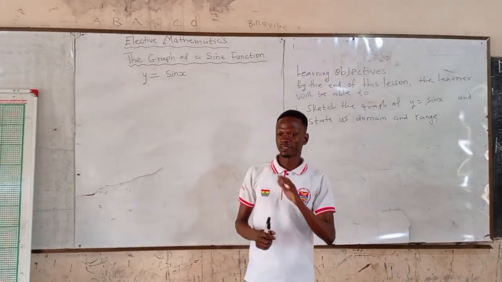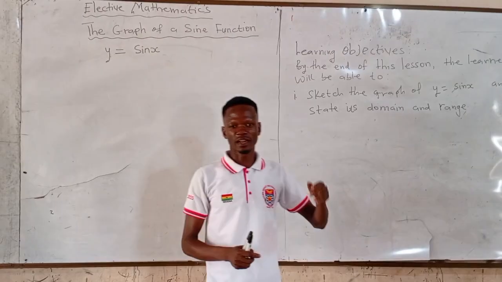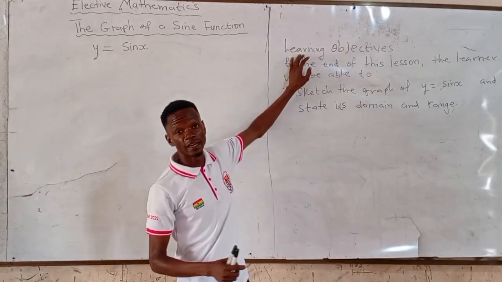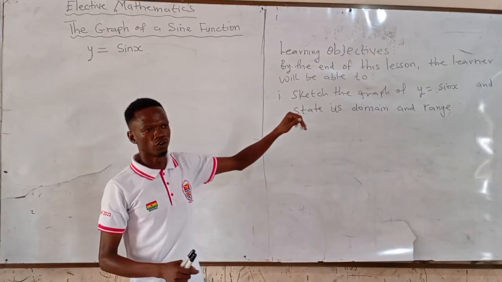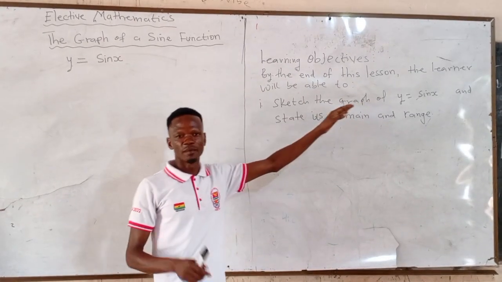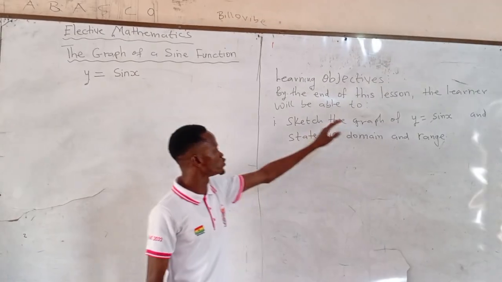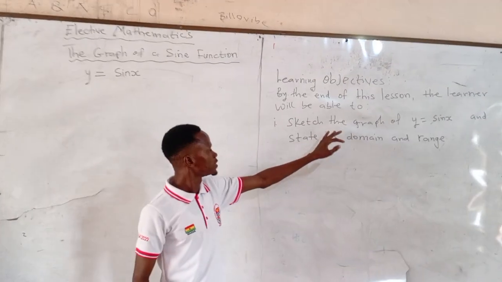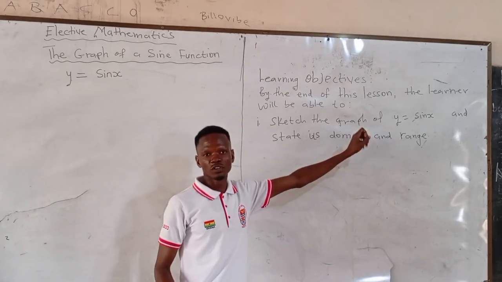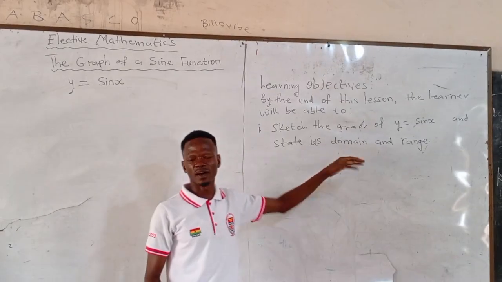So today we are not going to waste time. Today we are going to do something simple, and what you should be able to do at the end of the lesson is what I call the learning objectives. So by the end of this lesson, the learner, each of you, including the viewer, should be able to sketch the graph of y equals to sine x and state its domain and range.